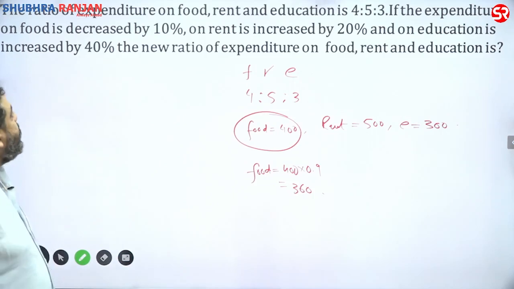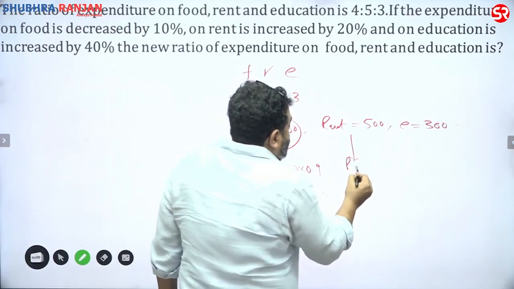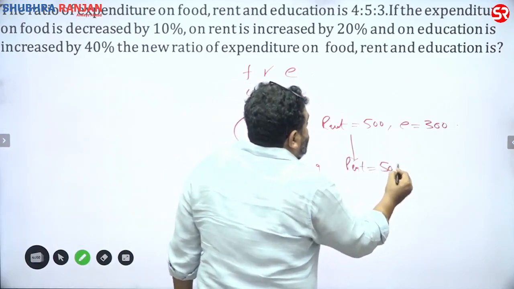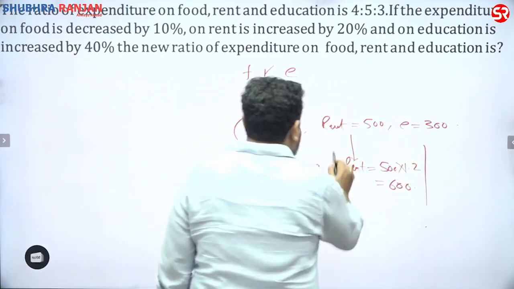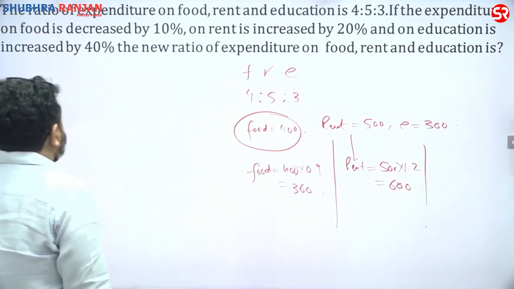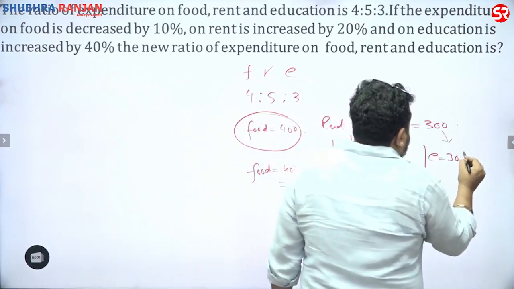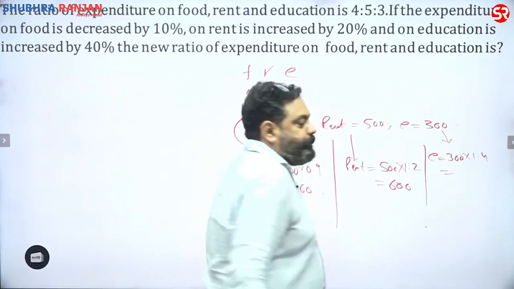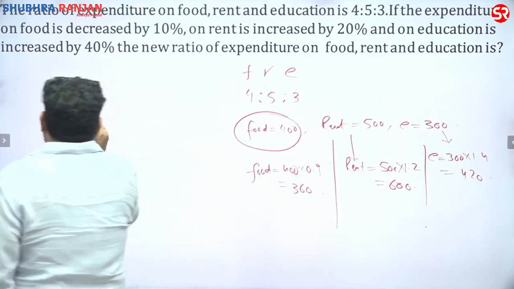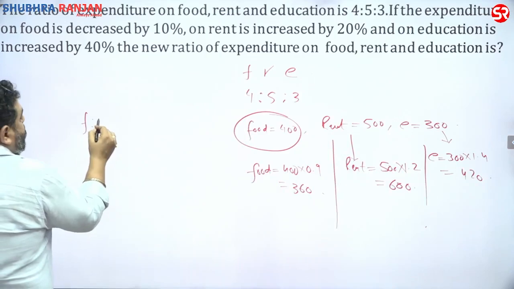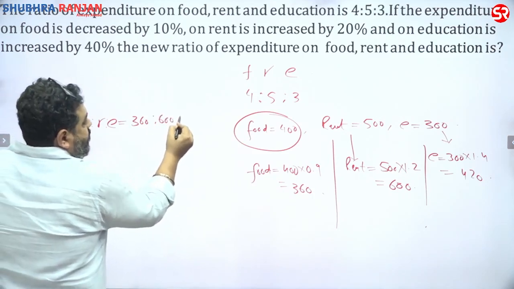Then he says rent is increased by 20%. Rent increases 20%, 500 into 1.2, which is 600. And then education is increased by 40%. So education is 300 into 1.4, comes out to be 420, right? So now new ratio of food is to rent is to education comes out to be 360 is to 600 is to 420.